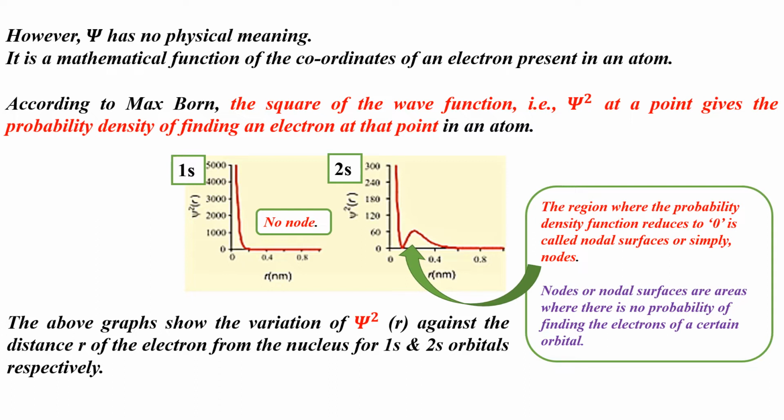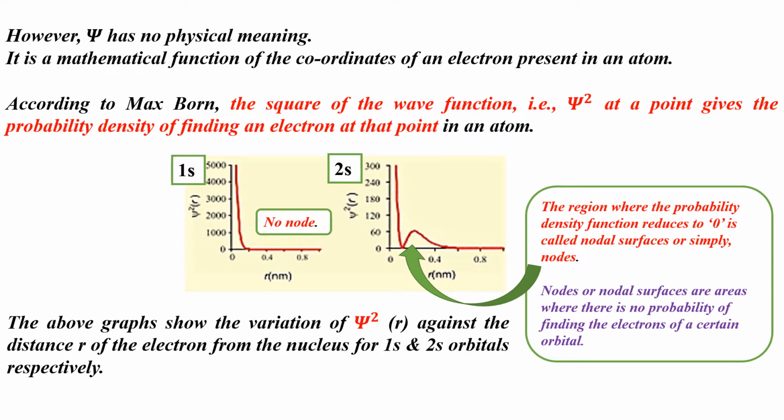Later, it was the German physicist Max Born who showed that the square of the wave function ψ, that is, ψ² at a point, gives the probability density of finding an electron at that point within an atom. The graphs displayed show the variation of ψ² as a function of r for 1s and 2s orbitals respectively. What is r here? It denotes the distance of the electron from the nucleus.